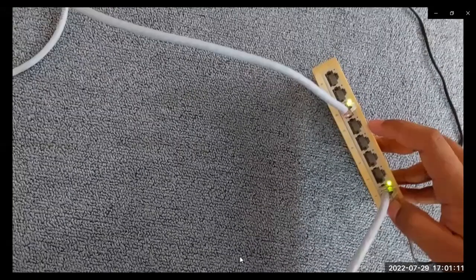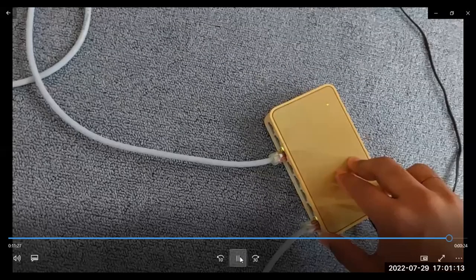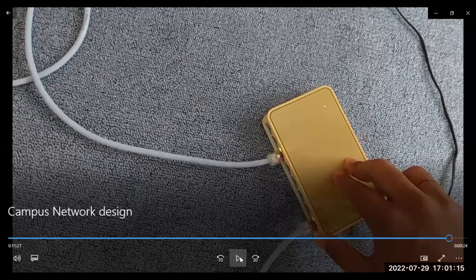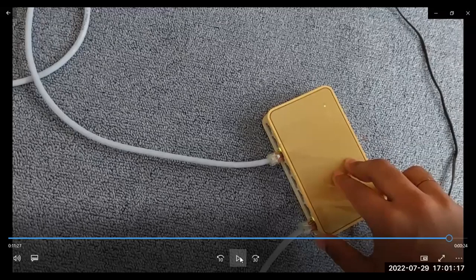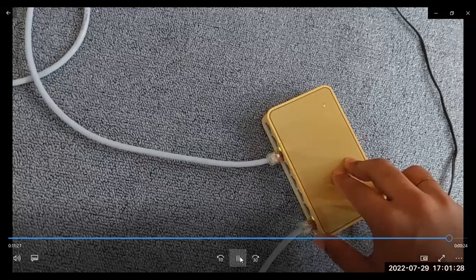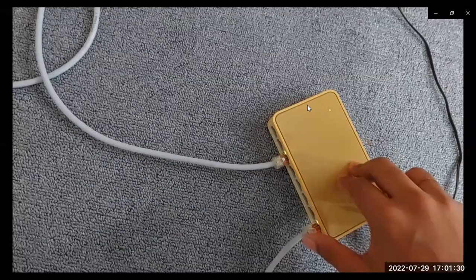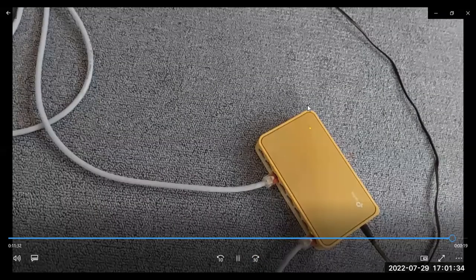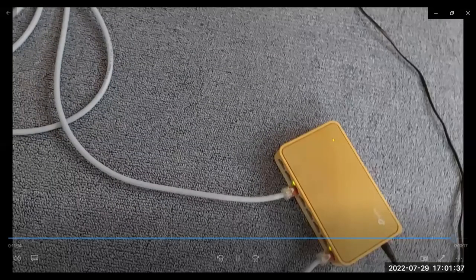This is an unmanageable switch because all ports act like VLAN 10. And you can't apply any other VLAN like VLAN 20 or 30 to this port. It can cause errors. Okay, so that was our video footage for the hardware configuration. Hope you all enjoyed this.